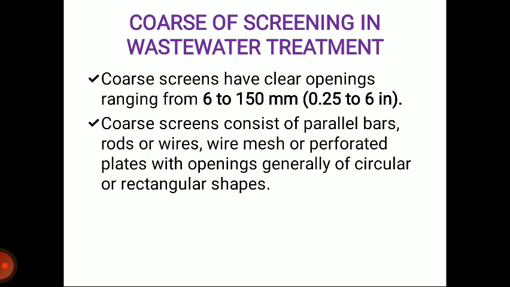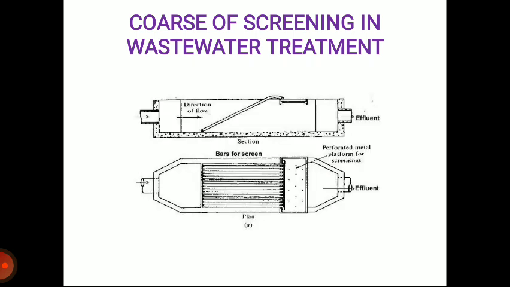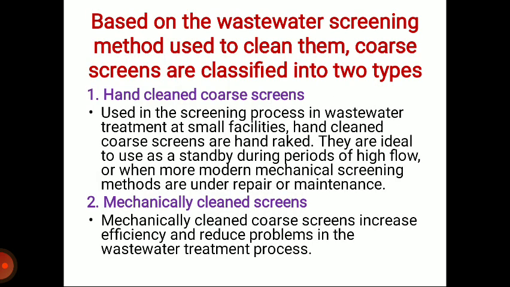Coarse screens consist of parallel bars, rods, wires, wire mesh, or perforated plates with openings generally of circular or rectangular shapes. These are all the equipment used to remove the coarse materials. Based on the method used to clean them, coarse screens are classified into two types. Hand cleaned coarse screens are used in the screening process at small facilities.